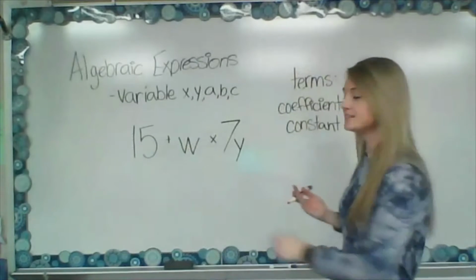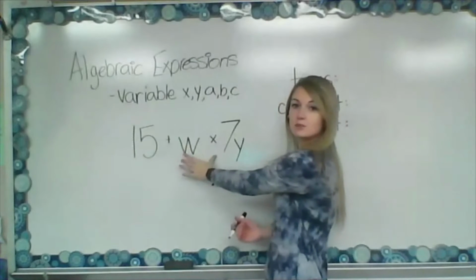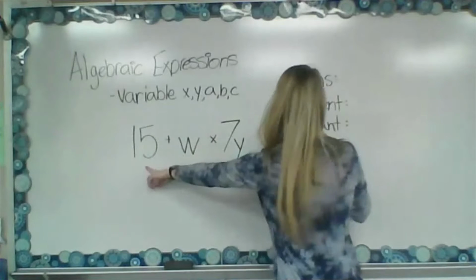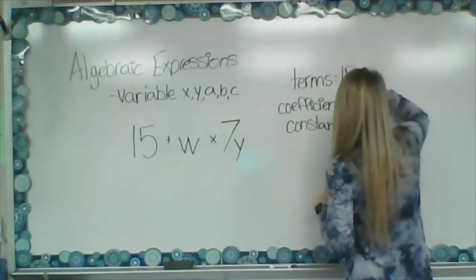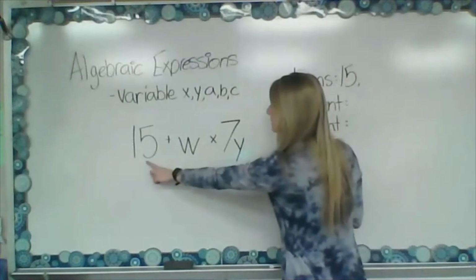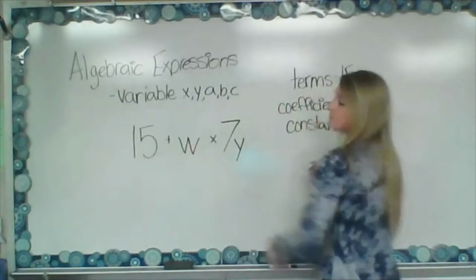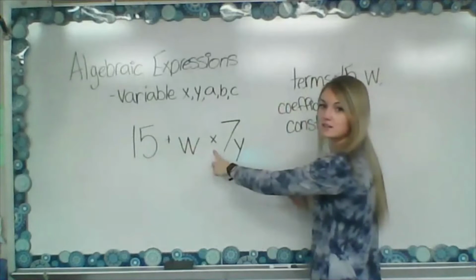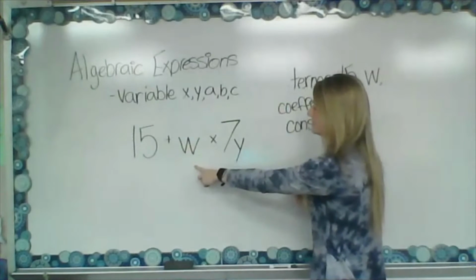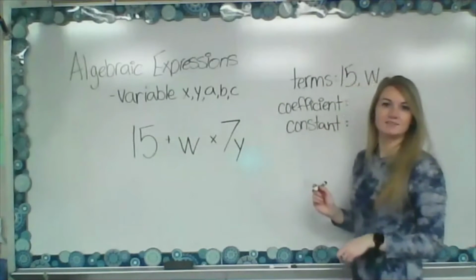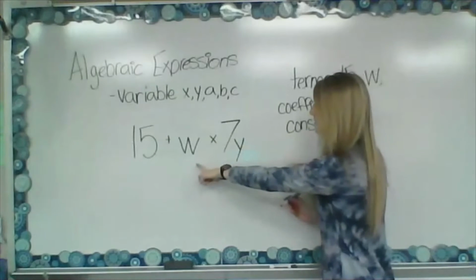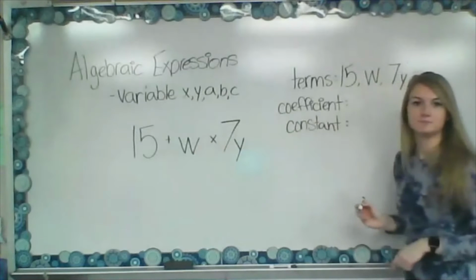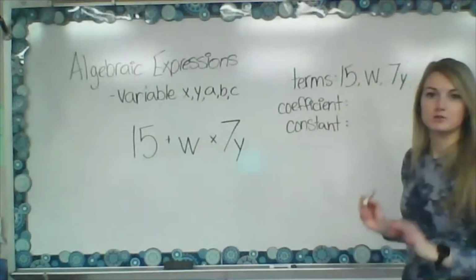So in this case, I've got 2 operations. So I need to go on both sides of each. So we'll start here. What's my first term? 15. What's on the other side of the 15? A w. So I'm going to write w next. And then I have multiplication. On this side, I have a w. Do I need to write the w again? No, it's already up there. And then on the other side of that is 7y. Okay, those are my terms.